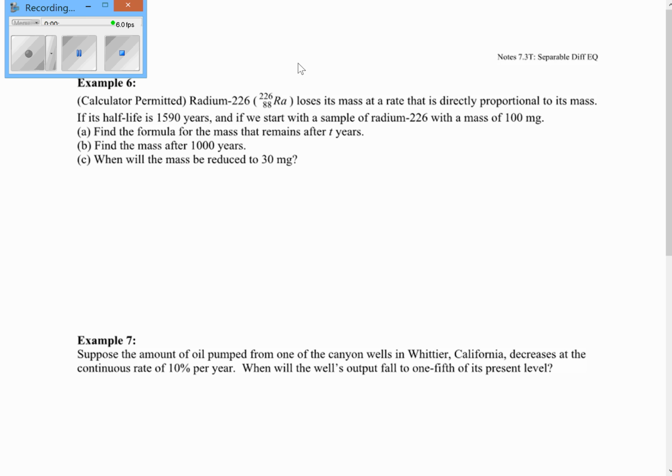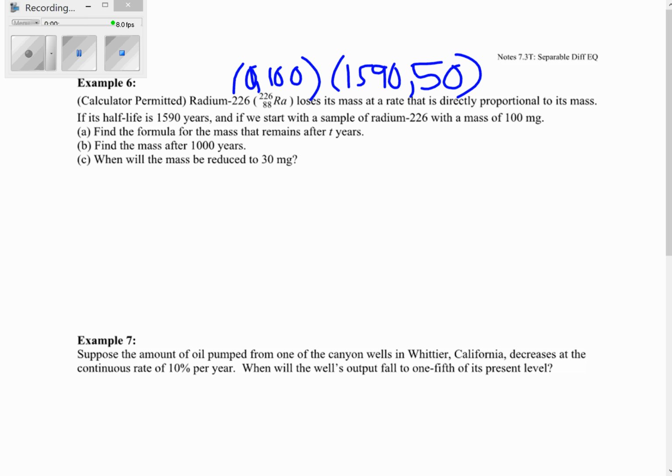Alright, example 6. Keep going here. Find the formula for the mass that remains after t years. So the important things that I pick out here is 100, our initial condition. And after 1590 years, we have half of that left. Find the formula for the mass.